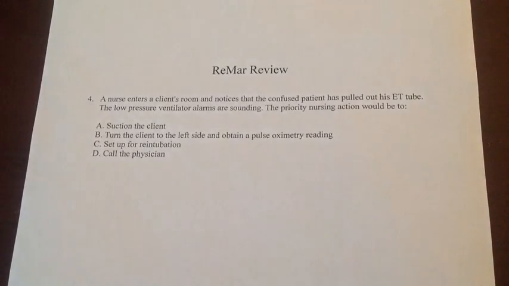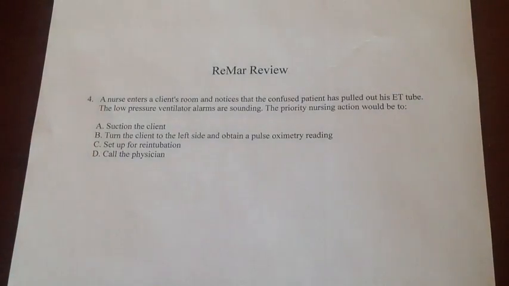Number 4, a nurse enters the patient's room and notices that the confused patient pulled out the endotracheal tube. Low pressure alarms are sounding. The priority action would be to set this patient up for re-intubation. You don't have long before that airway might collapse. So we got to get this patient ready for the process of re-intubation.